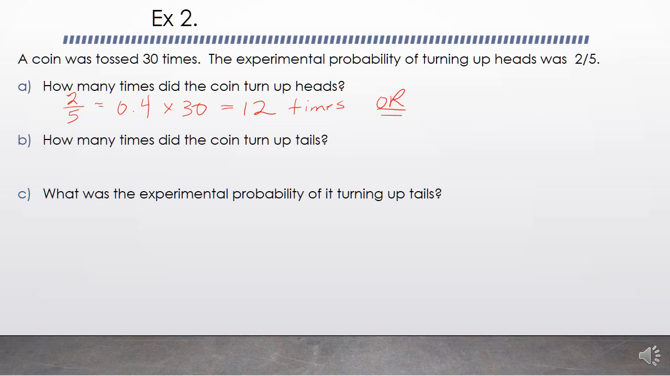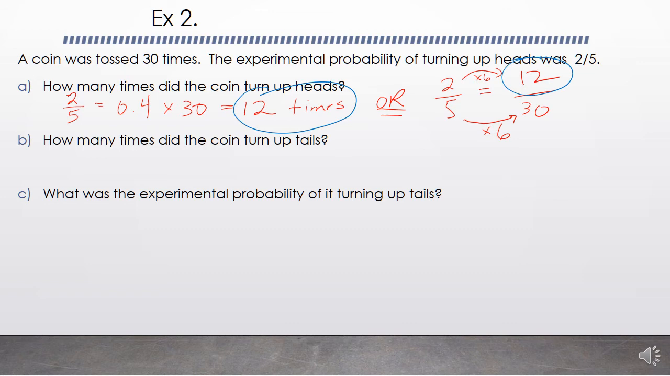A different way to think about this is setting up ratios and solving. So we know 2/5 equals something over 30, because we tossed the coin 30 times. So you have to ask yourself, what do you multiply 5 by to get to 30? Hopefully you're thinking that's 6. And whatever you do to the bottom, do to the top. What's 2 times 6? 12. Obviously, these are the exact same number. So how many times did the coin turn up heads? 12 times.